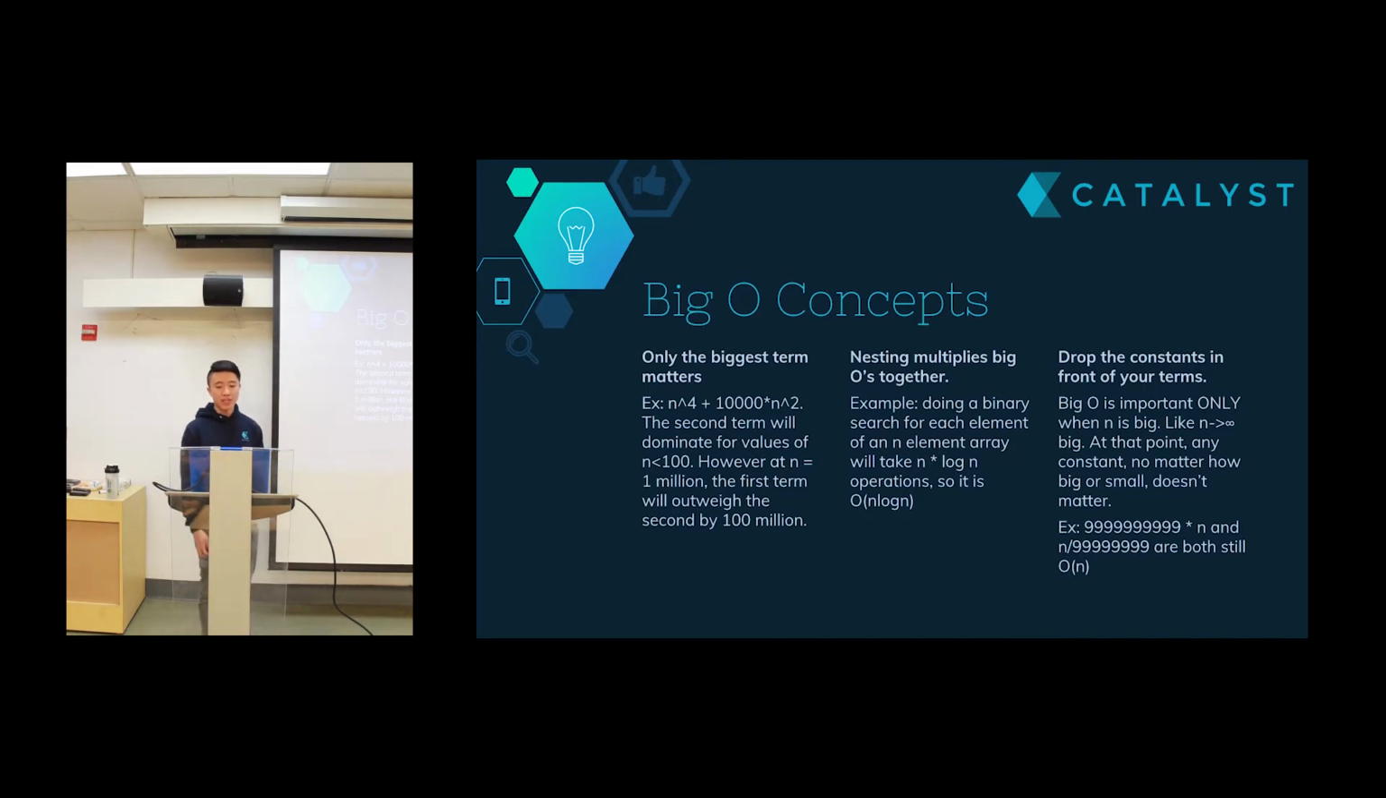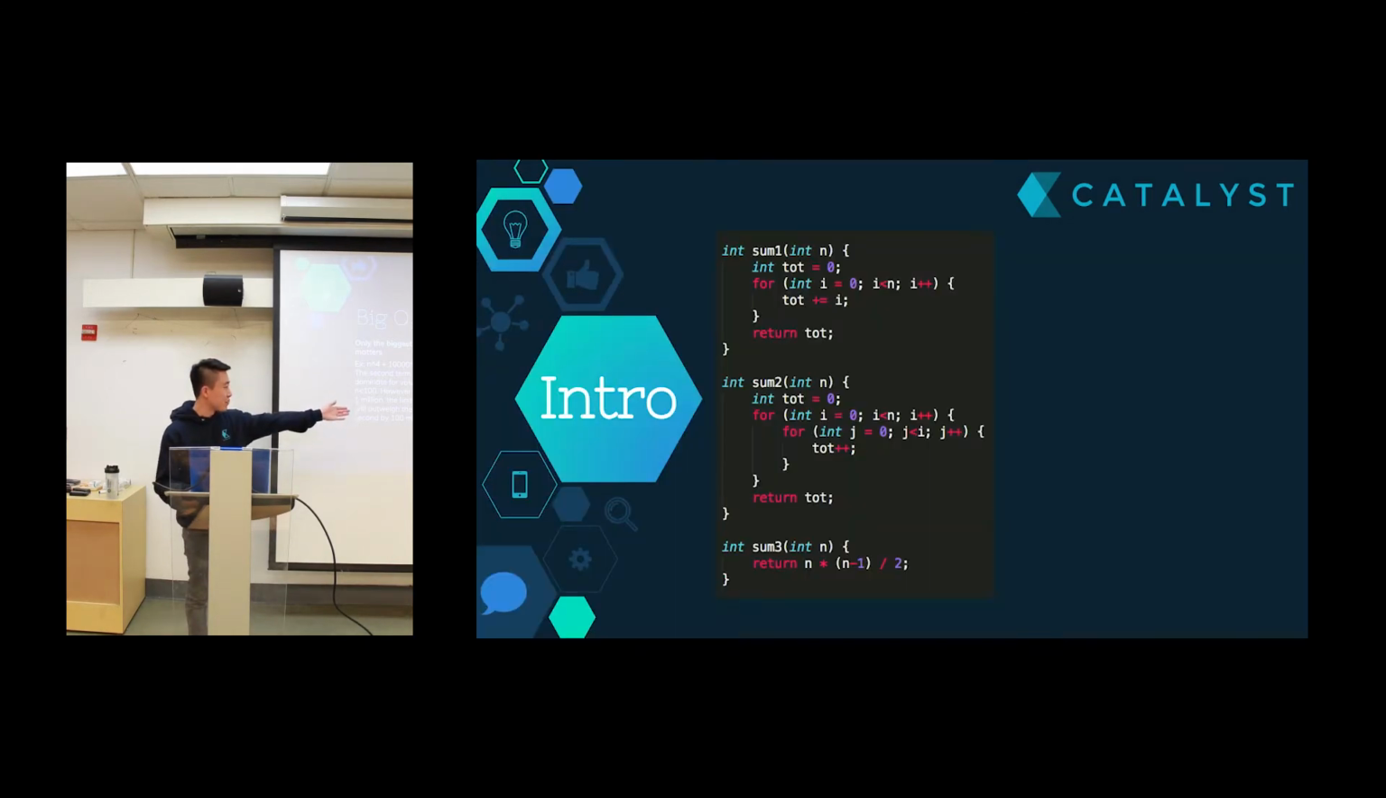The last issue is that you should drop the constants in front of your terms. Like I said before, Big O only matters when n is really, really big. At that point, any constant, no matter how big or small, it just doesn't matter. So that's why those two things at the very bottom are both still O of n.